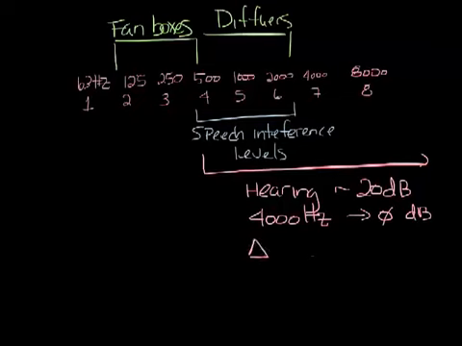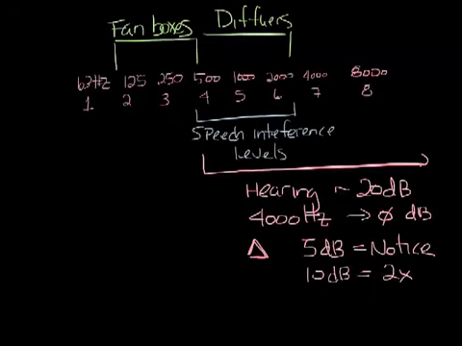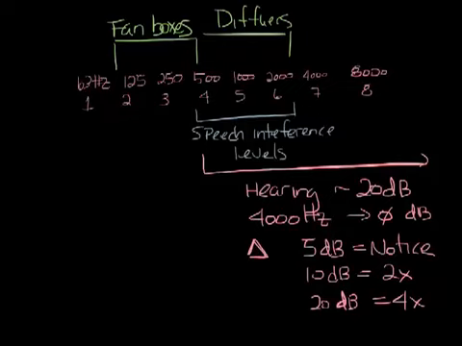But when it comes to the difference in sounds at high frequencies, we really can't perceive a difference of less than 3 dB. We need about 5 dB to notice the difference between two sounds. 10 dB sounds twice as loud, and a 20 dB difference is 4 times as loud. So at 4,000 hertz, a 60 dB sound would be twice as loud as a 50 dB sound, and a 70 dB sound would be 4 times as loud.